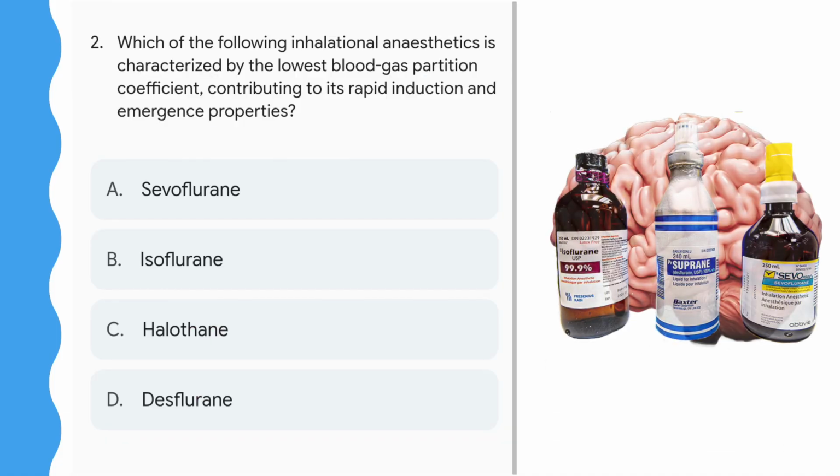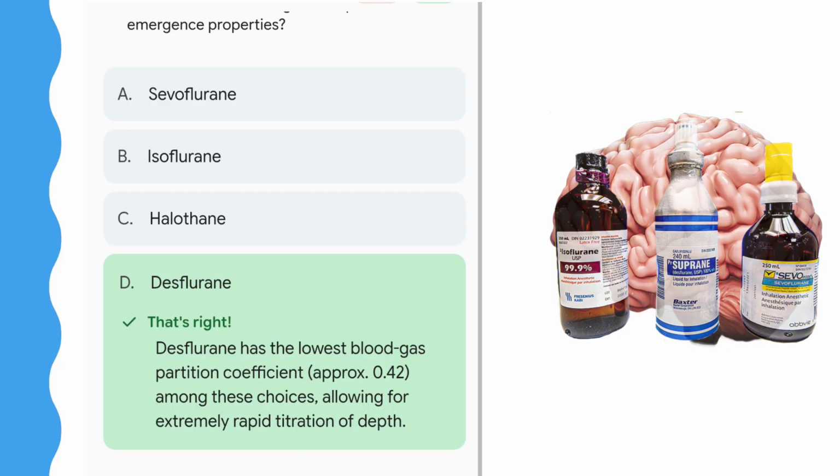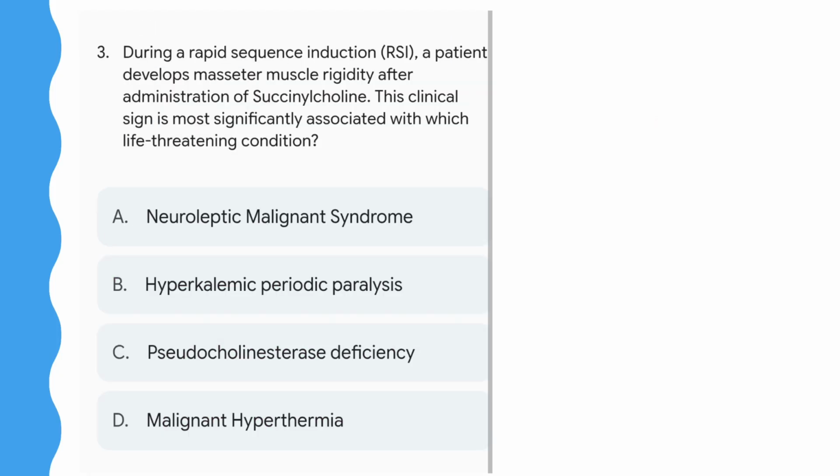Which of the following inhalational anesthetics is characterized by the lowest blood gas partition coefficient, contributing to its rapid induction and emergence properties? The options are: option A, sevoflurane; option B, isoflurane; option C, halothane; option D, desflurane. The correct answer is option D, desflurane. Desflurane has the lowest blood gas partition coefficient among these choices, allowing for extremely rapid titration of depth. Next question. Question number 3.